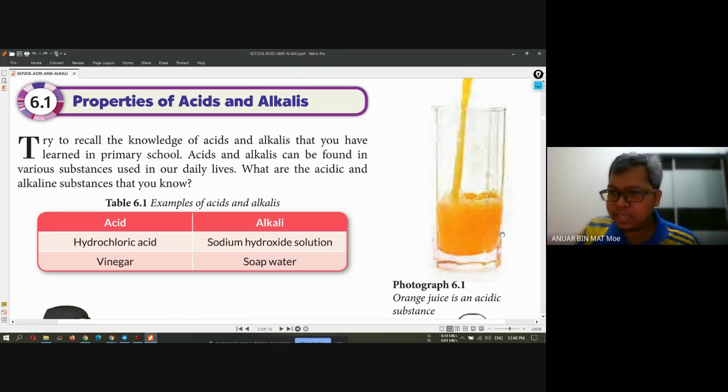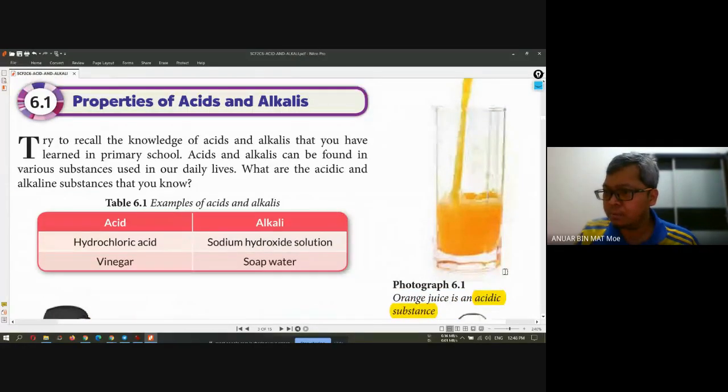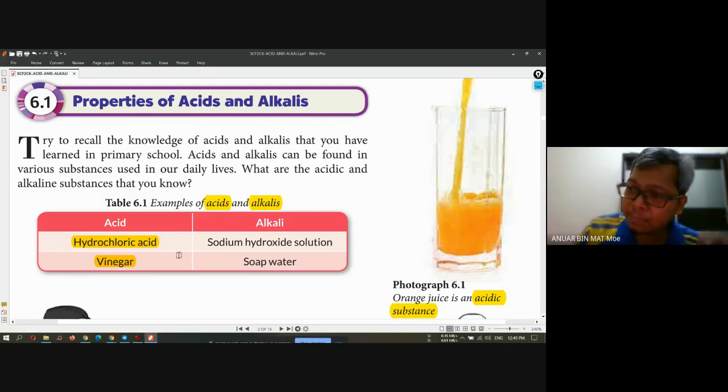Okay, for example, here you see my presentation. Photograph 6.1, the picture on your right, orange juice. It says here, orange juice is an acidic substance, meaning that the property of orange juice is acidic, right? Okay, table 6.1, examples of acid and alkali. Hydrochloric acid, obviously, because the name of the substance says acid. Vinegar is one of the materials that has the properties of acid.